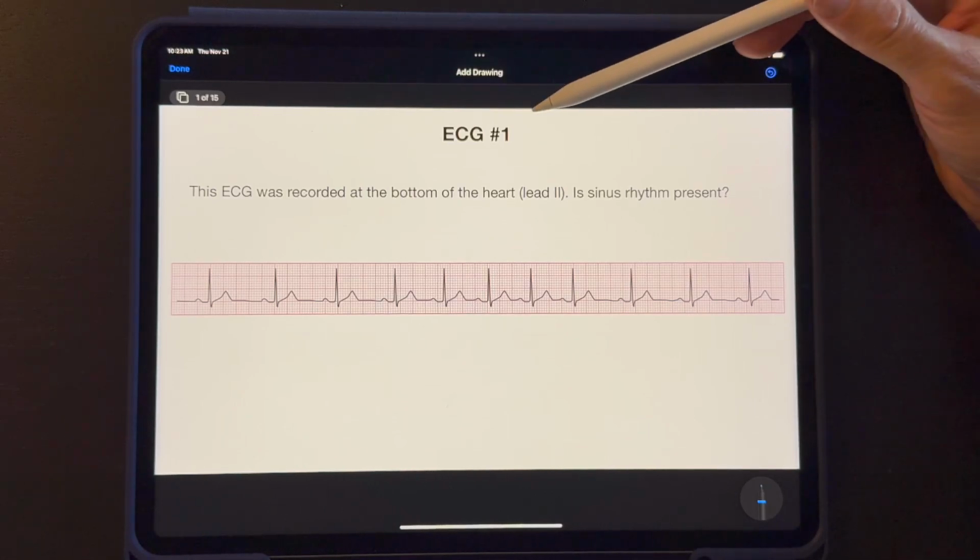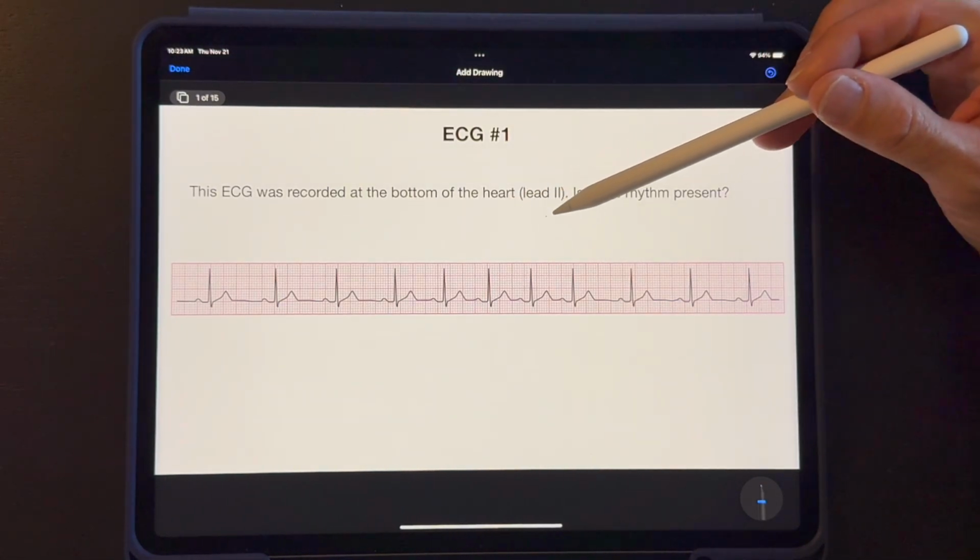In this video, which is the final part of this series, we will go over 7 ECG practice strips to test your acquired knowledge from part 1. We will show each ECG for a few seconds before providing the answer. Let's get to it. ECG number 1 was recorded at the bottom of the heart.